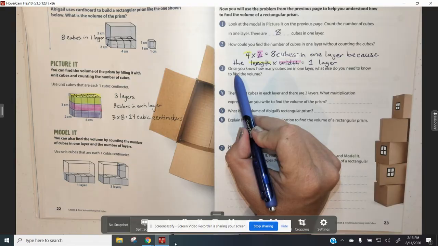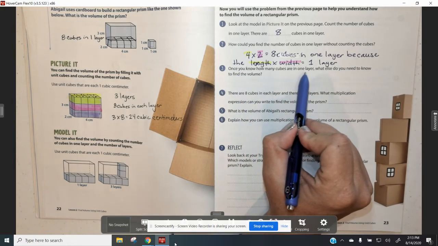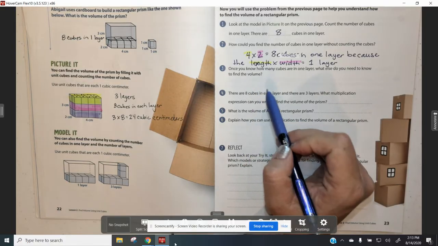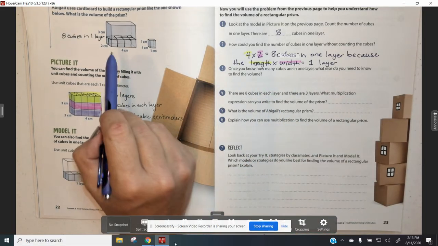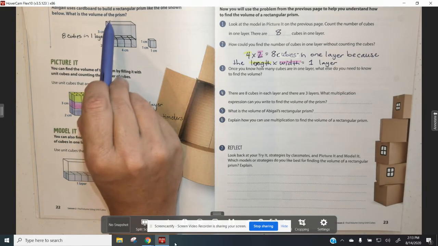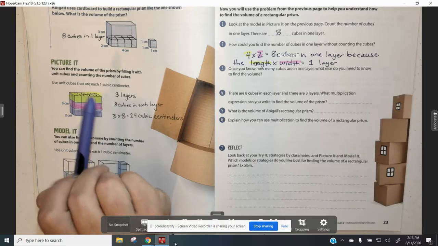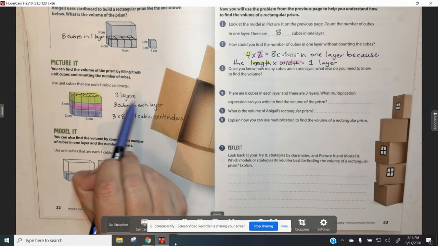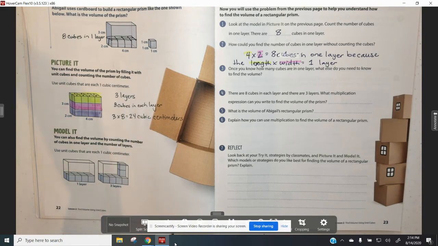Number 3 says, once you know how many cubes are in one layer, what else do you need to know to find the volume? So remember, to find the volume, we need to have a length and a width, and then we also need to have a height. We're not calling it height just yet. We know that we have to figure out how many cubes are in one layer, but then what's that next piece of information that we need to have? Go ahead and pause the video, write your answer, and then unpause and see if you got the same answer I did.